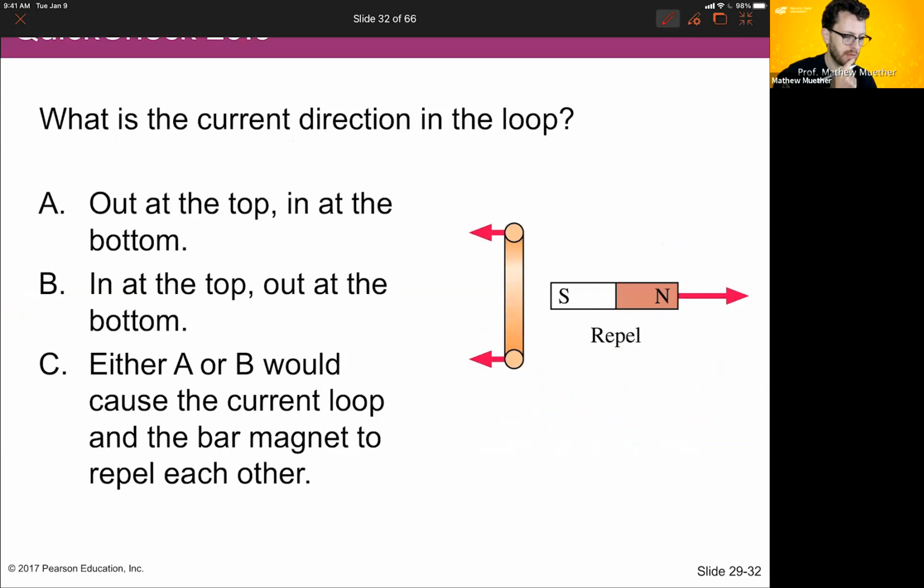What if I did this? What if I have a current carrying loop and I have a magnet that I know where the north and south are. I have those labeled on that magnet. And I bring the south end near this loop. And what I find is that there's a repulsive force. I feel that magnet pushed away. Can you tell me how the current is flowing around in this loop? What direction is the current flowing around in the loop?